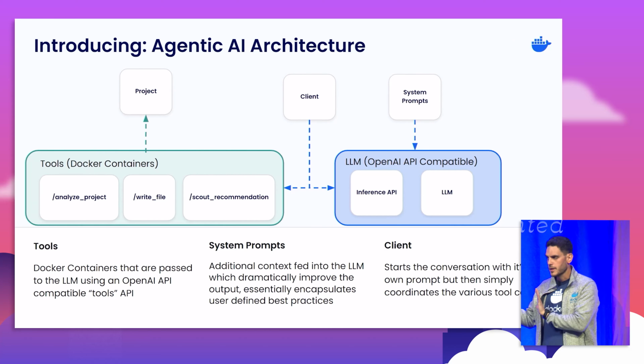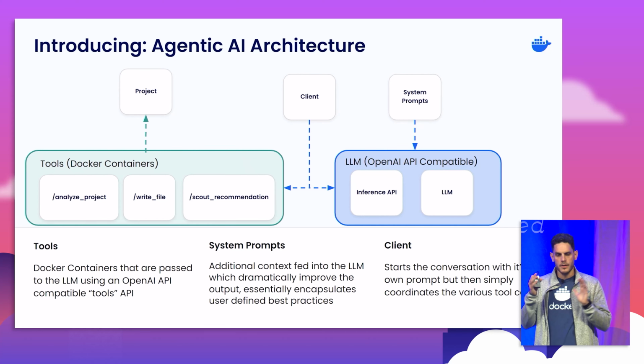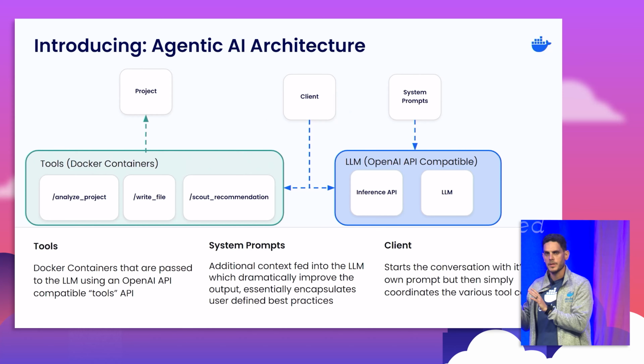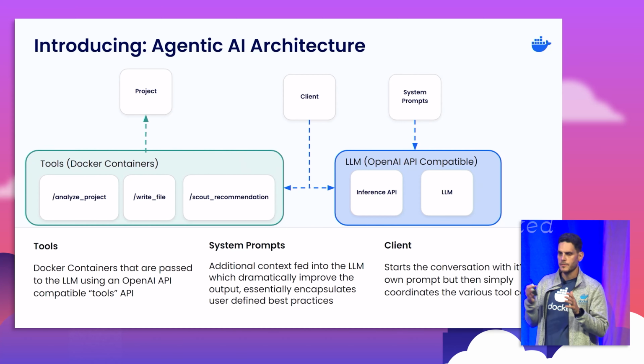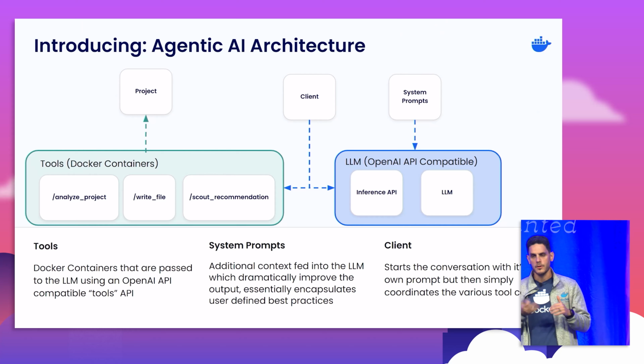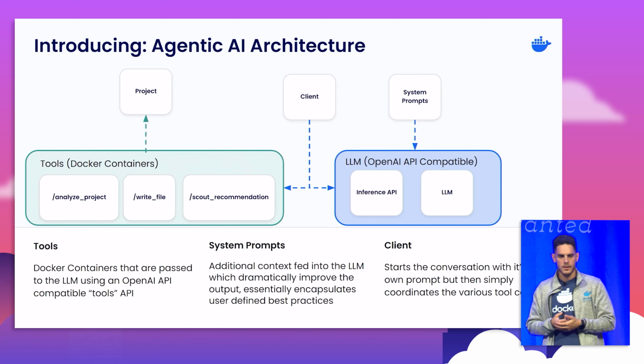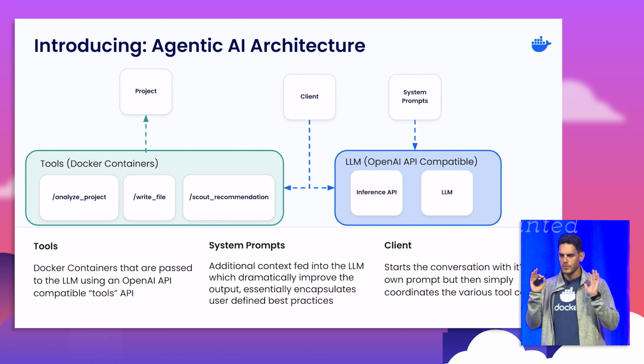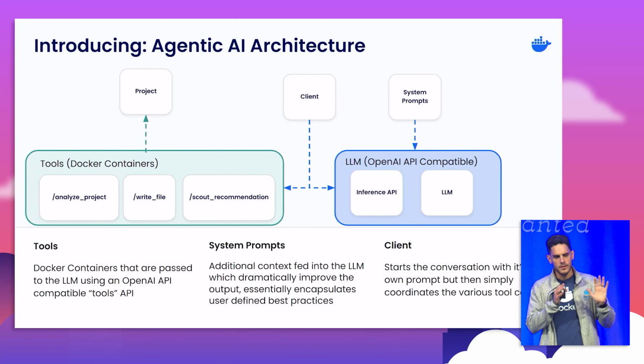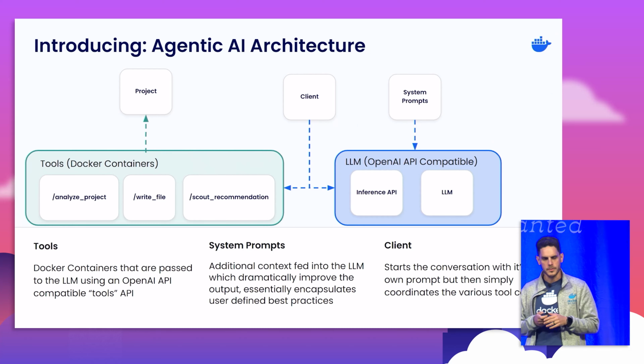And then you've got your large language model. It can be any model that's OpenAI API compliant and has this capability. Then you've got system prompts. These are really important because they encapsulate your domain expertise for the large language model to produce something useful on the output. You have a project, the actual code that you want to generate a Dockerfile for, and then the client. All the client's really doing is putting the first domino down, and then removing itself and allowing the model and the tools to complete the output without the human in the loop.